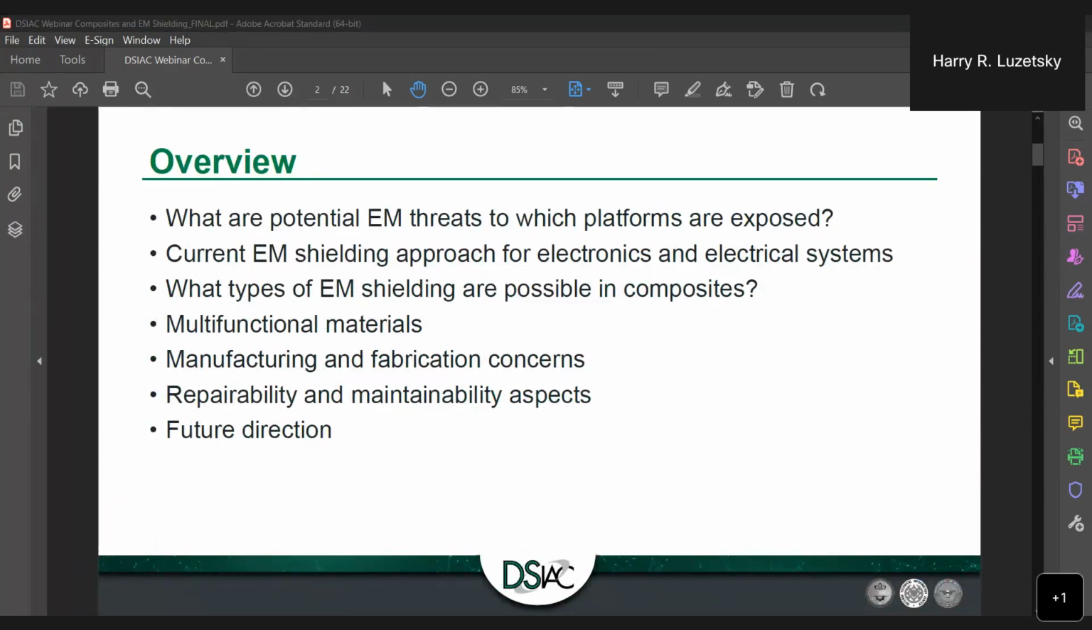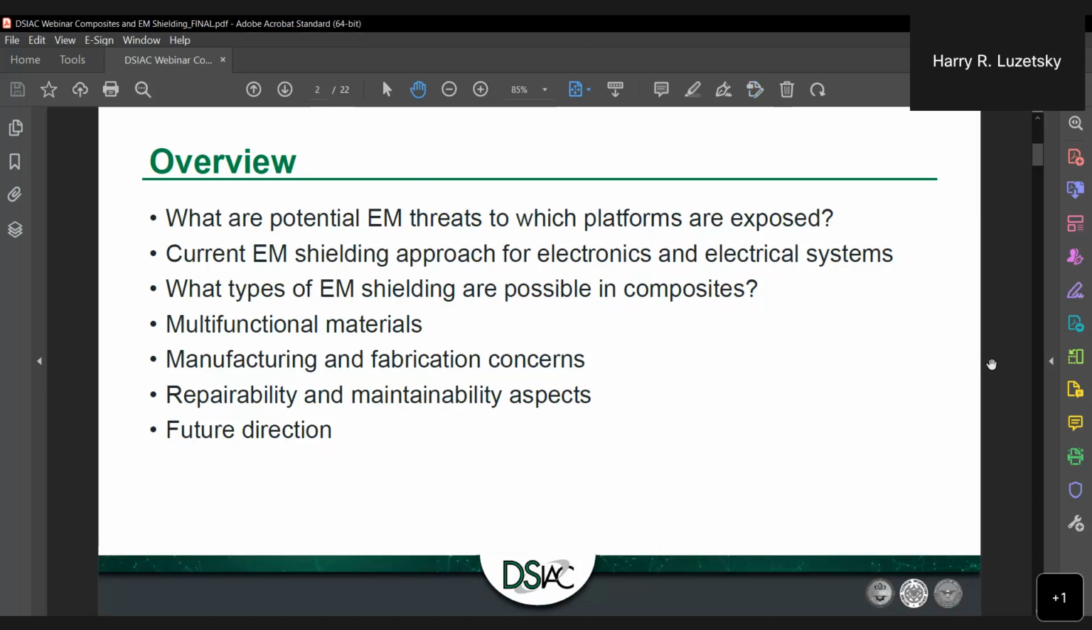So the kind of things we wanted to cover is what are the potential electromagnetic threats, current shielding approaches for electronics, getting into multifunctional materials, discuss a little bit about manufacturing and fabrication, there are some things we've seen in that regard, and then talk about repairability and the future direction for these type of materials. Next.